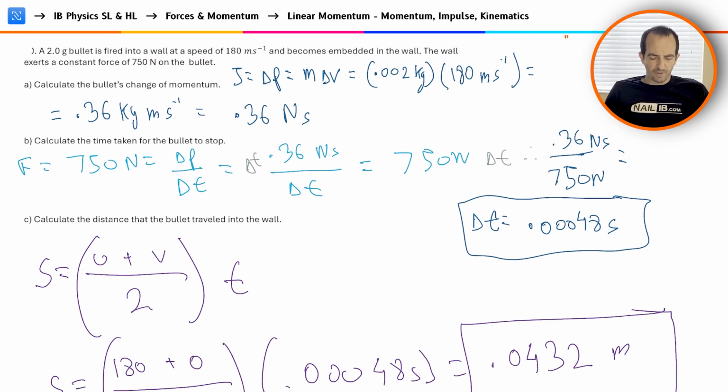And a nice little review of momentum, impulse, and some kinematic expression here, the formula for distance traveled when we have a constant acceleration. All right, nice little review. If you're able to do it yourselves independently, good going, you're on track and you're doing well.